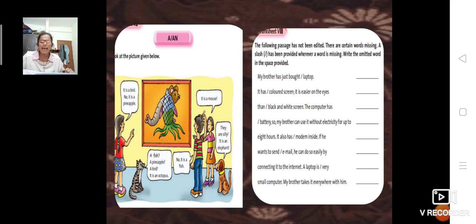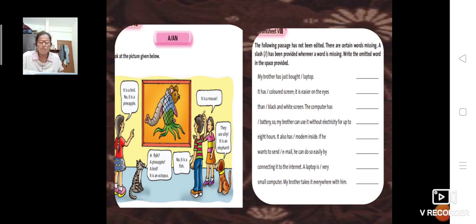The computer has dash battery. Again the sound is of b, right? It's a consonant b sound, a battery. So my brother can use it without electricity for up to 8 hours. It also has dash modem inside it, okay. Modem is a sound of consonant m, so we have to use again a there.